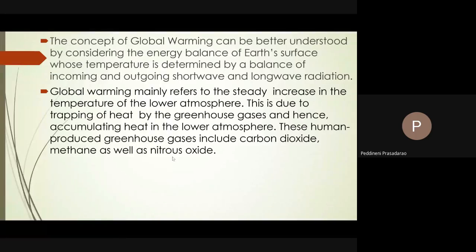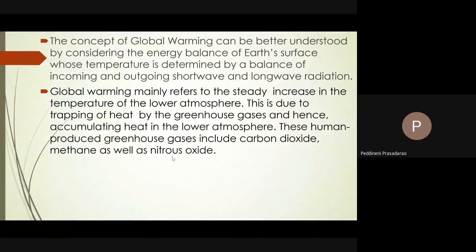Why is this happening? Is global warming a recent phenomenon? Why are people looking at this particular global warming so seriously? Let us try to find some answers for this. So global warming is not a new phenomenon. First of all, let me make it very clear that global warming is not a new phenomenon. It has been there, and it will continue to be there.